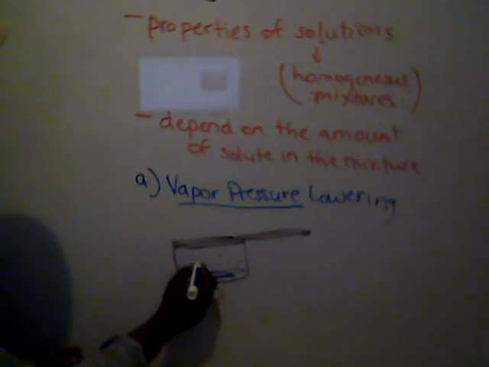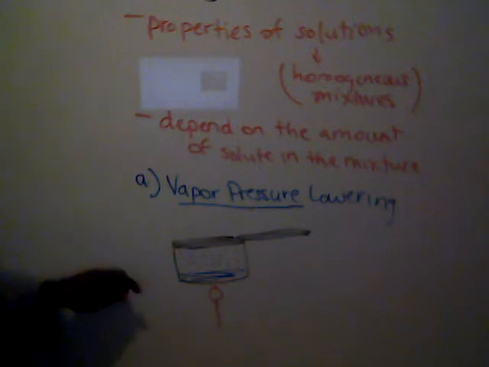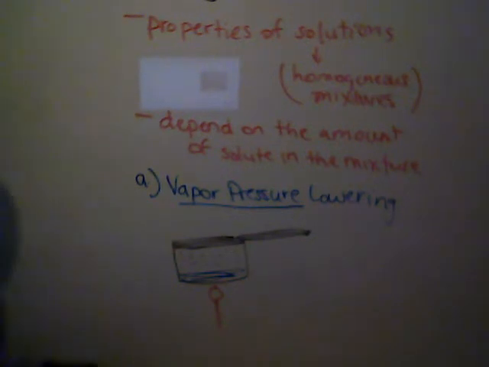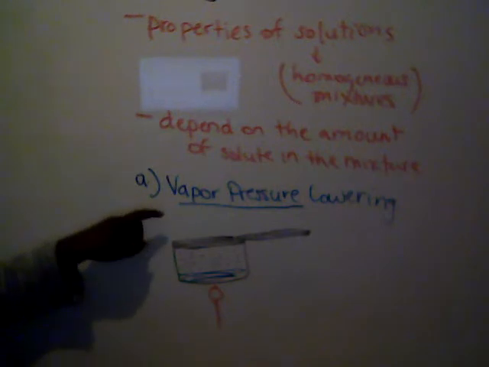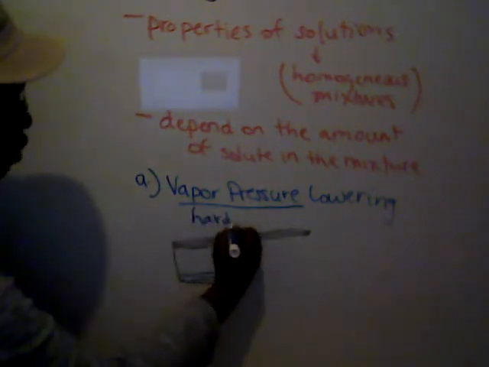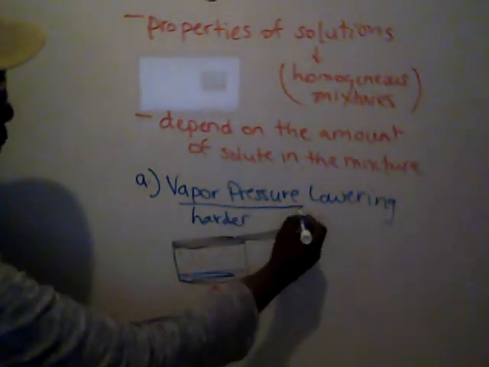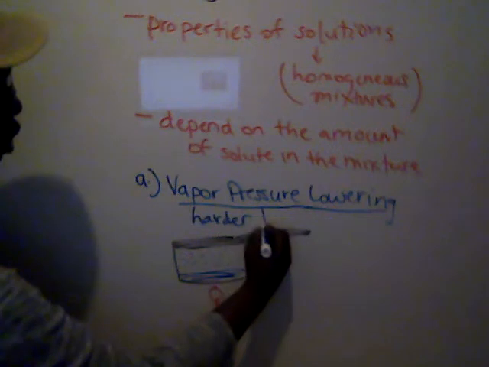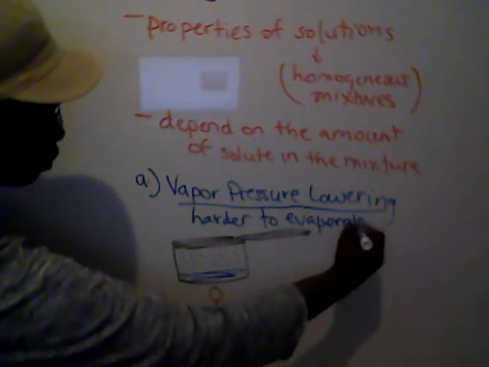Now, something that is able to evaporate very easily will create a lot of vapor pressure. Something that doesn't evaporate as easily, you're not going to have as much gas created in this container. So when we have a mixture, it actually becomes harder to evaporate. If it's easier for you to think about vapor pressure in terms of evaporation, vapor pressure lowering just means that the mixture becomes harder to evaporate.